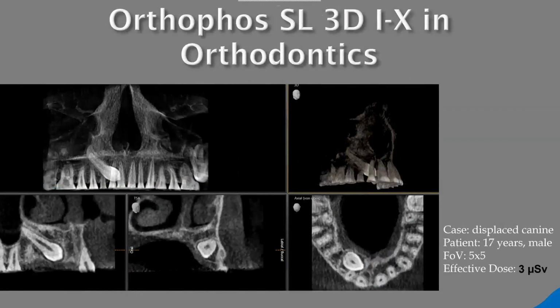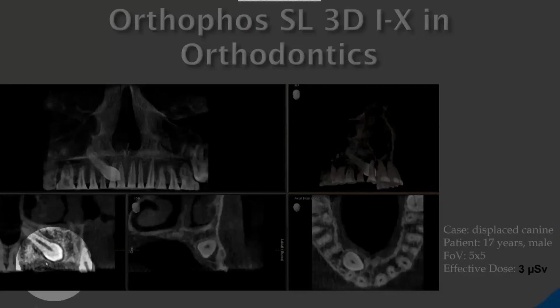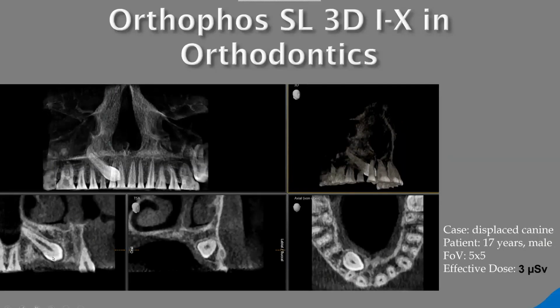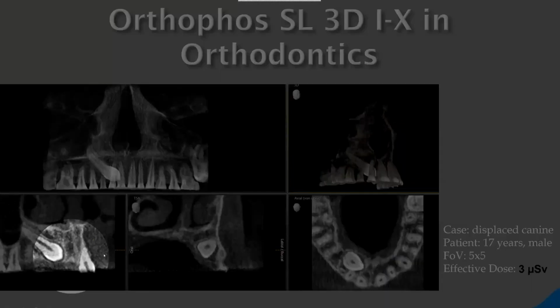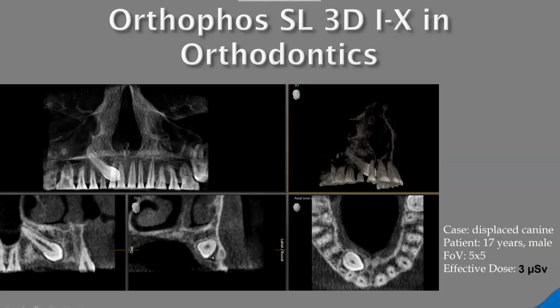And this one is pretty spectacular as well. This is a 17-year-old male. Again, they're looking at it for orthodontic purposes. They want to know where the canine is in relationship to the surrounding dentition. And yeah, it might look a little bit noisy, but this is taken at 3 microsieverts. And for the task at hand, we can clearly see where that tooth is in relationship to the surrounding dentition. So that is just amazing. Less than a set of bite wings.